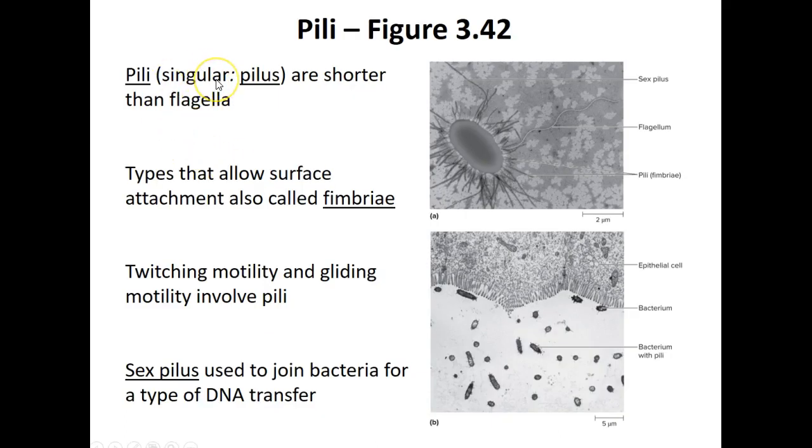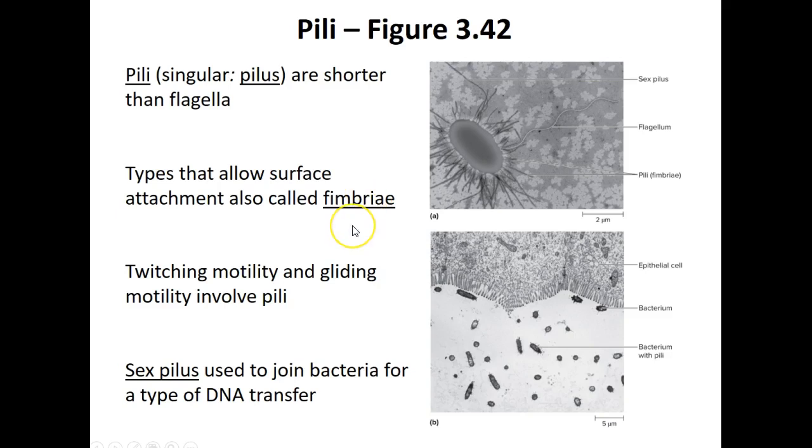Pili are also seen external to the cell wall. They're proteinaceous tube-like structures that are significantly shorter than a flagellum. If you look here on the right, there's a flagellum, much longer. You can see the pili, much shorter. The pili can be used for multiple purposes. If the pili are short and numerous and used for attachment, they're referred to as fimbriae.